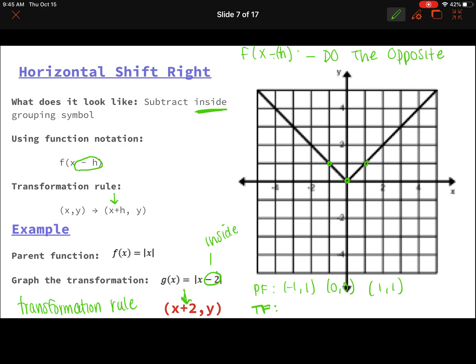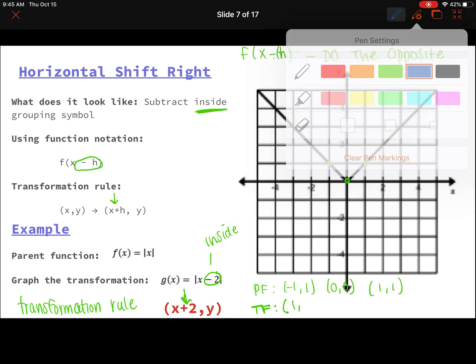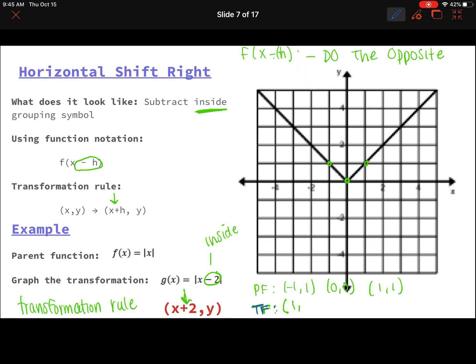Now I'm going to do my transformation points, okay? So now it's affecting my x. So for every x value, I'm adding 2. So -1 plus 2 now becomes 1, and my y stays the same. Let me do this in a different color for you guys. Okay? So 1, 1. My y stays the same. Now I'm going to do the same thing with my next point. My x is being affected, so I'm going to do 0 plus 2. So 2, 0. And then on the last one, same thing. I'm adding 2 to my x. So, good.